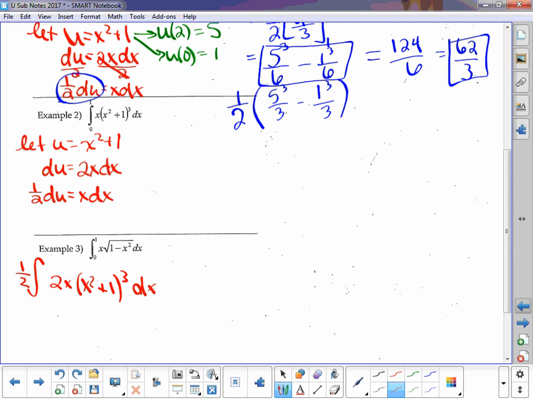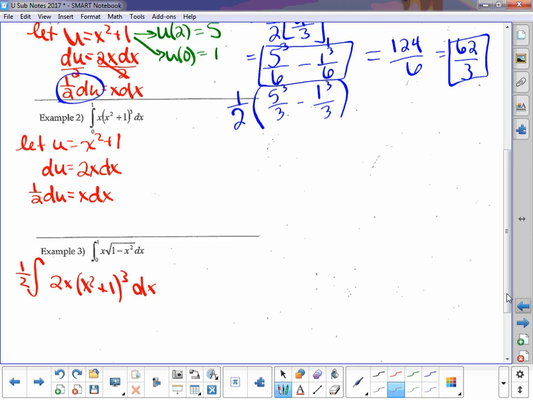Now we need to have our new bounds. You should not ever write an integral in terms of u with x bounds. If you're mixing x and u's, it's going to be wrong. So I need u of 1, u of 0. Again, be very careful as we're replacing our bounds here. When I take x equal to 1 and put it in, what do I get? 2. When I take x equal to 0 and put it in, what do I get?